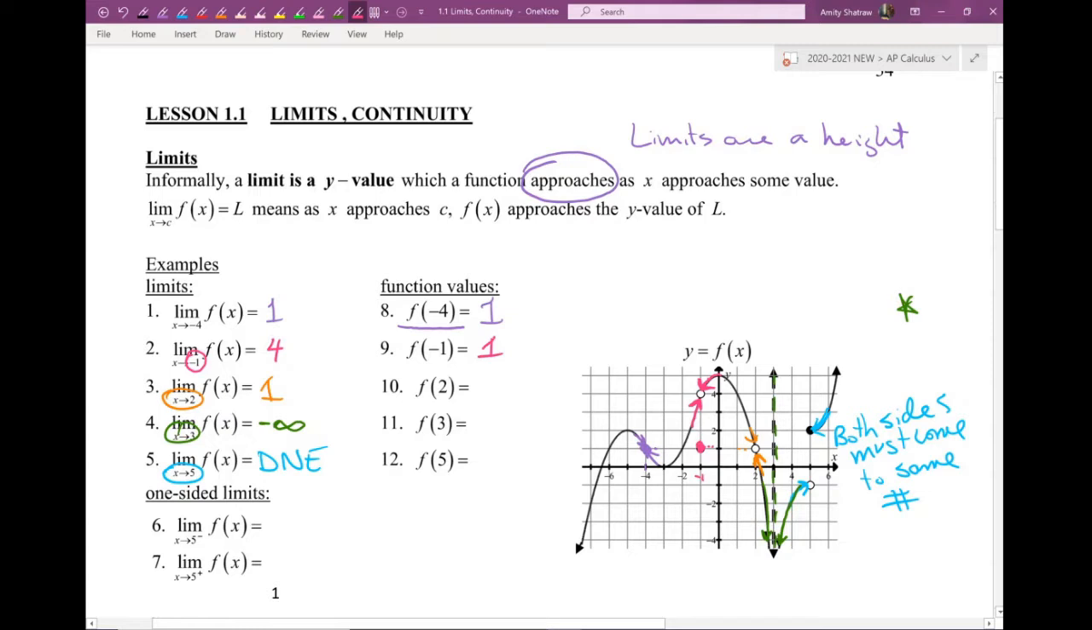How strange is that? So then I want to take a look at the next piece and I say, oh, well, gee, I can approach a height of 1 from both sides in orange, but I can't actually get to that height of 1.